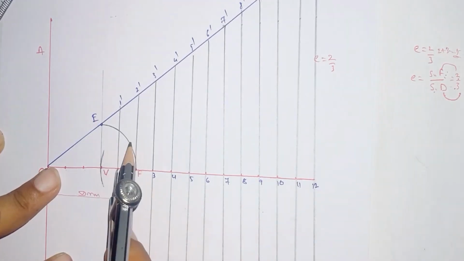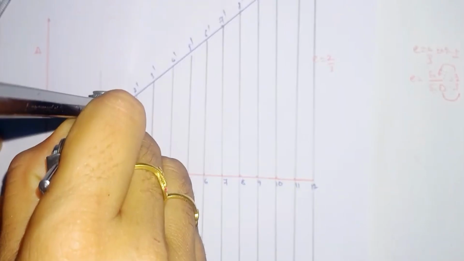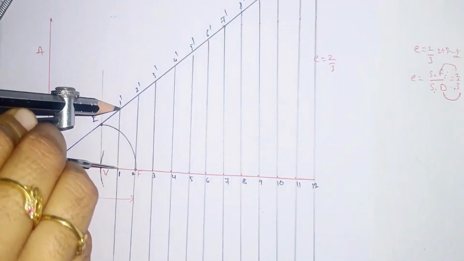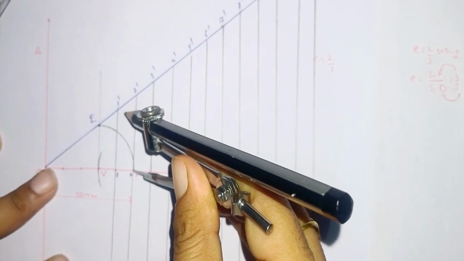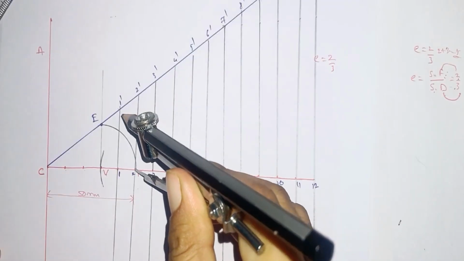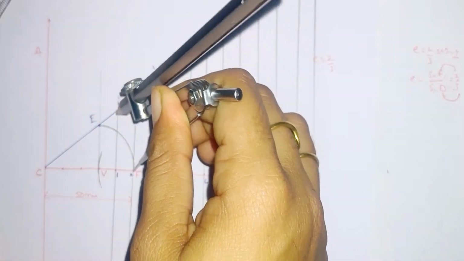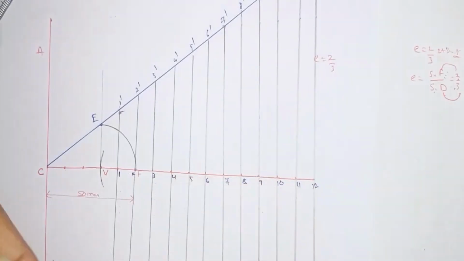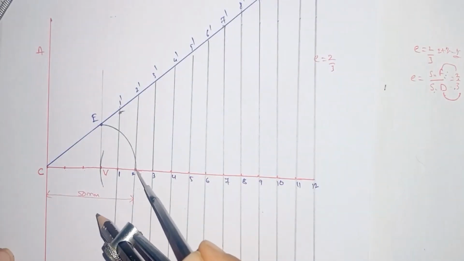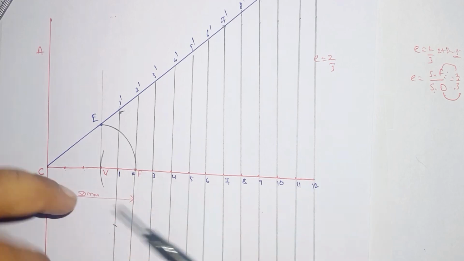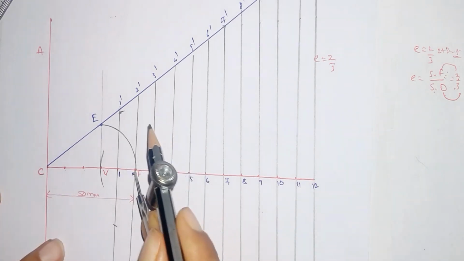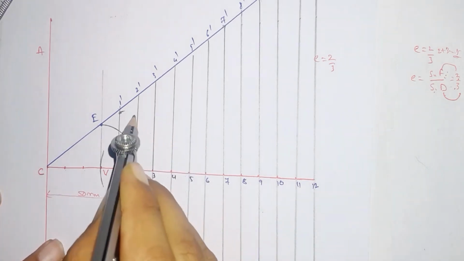And similarly, take 1, 1 prime as a radius, and F is a fixed point. Cut the arc on the point whose measurement you are taking, 1, 1 prime, upside and downside. Similarly, F is a fixed point and the second point is also the same.